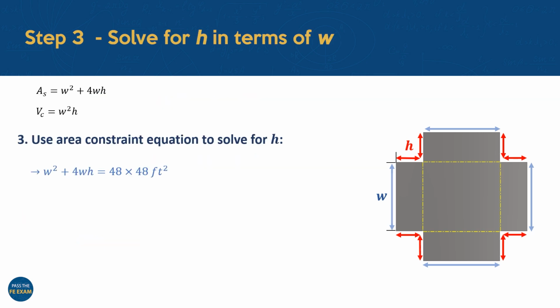Next, we want to isolate the variable h from this equation, a step that lets us express the container's height solely in terms of its width. To achieve this, we first subtract W squared from both sides of the equation, effectively moving this term to the right-hand side. Then, we divide the entire equation by 4w, the coefficient in front of h. And after this, we arrive at the expression h is equal to 2,304 minus w squared, all divided by 4w.